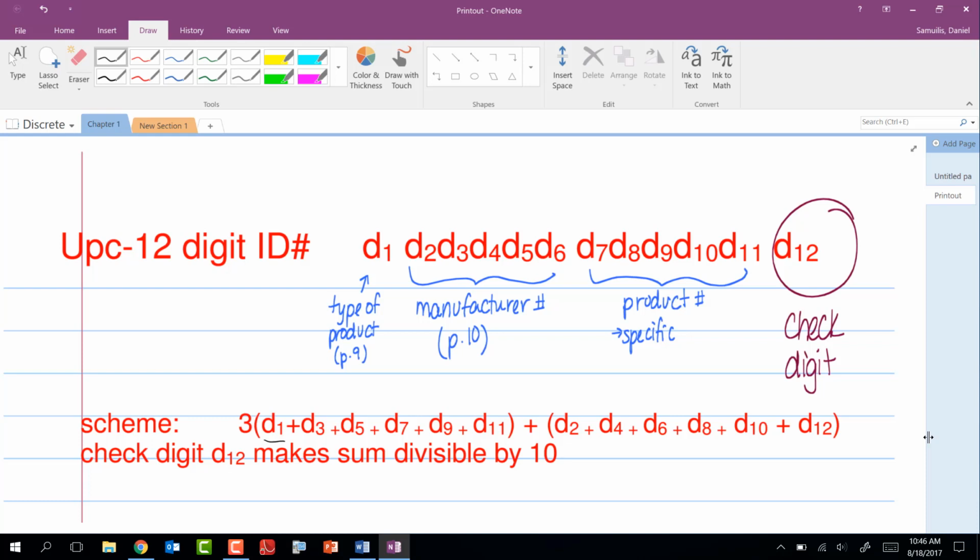The type of product is digit 1. The manufacturer is the next 5 digits, 1, 2, 3, 4, 5, so D2 through D6. The third group could be the product number, or the weight or price dependent upon the weight. Then the magic word of the day, D12, is the check digit, just to make sure that this is a valid number within this system.